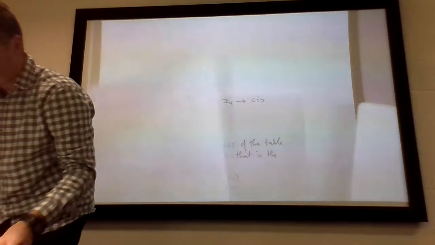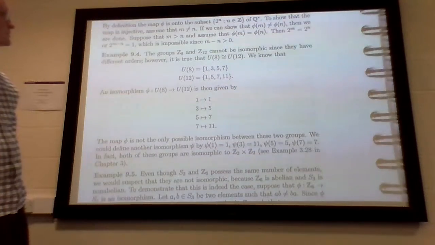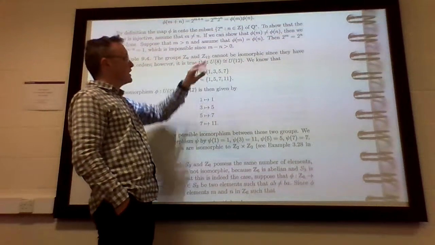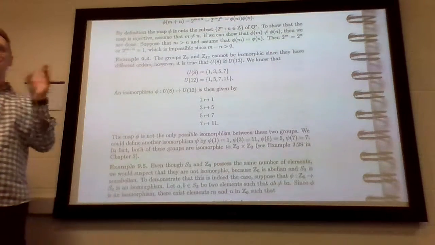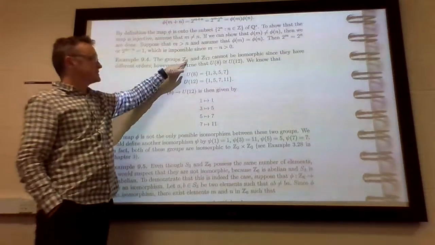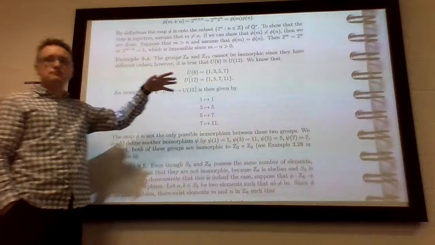Then a couple of negative examples. It's good to see positive examples and negative ones. So, for instance, Z8 and Z12 cannot be isomorphic because they fail the first test. They have different numbers of elements. There are 8 things in Z8, there are 12 things in Z12, so you can't have a bijection between them.